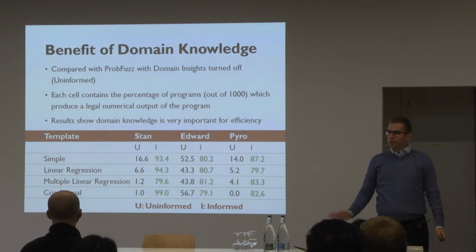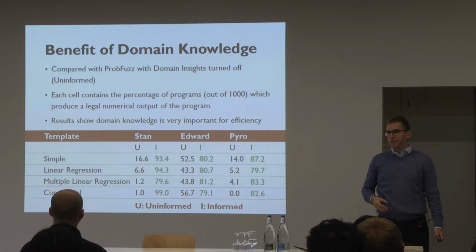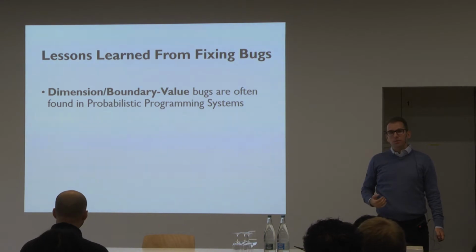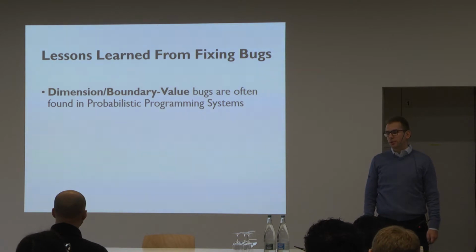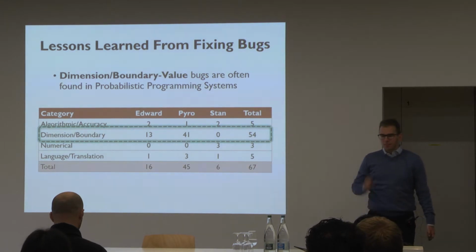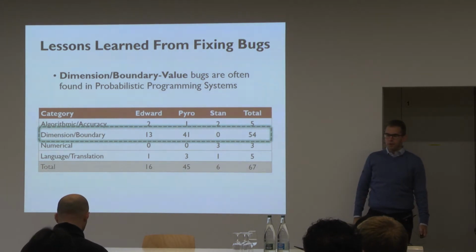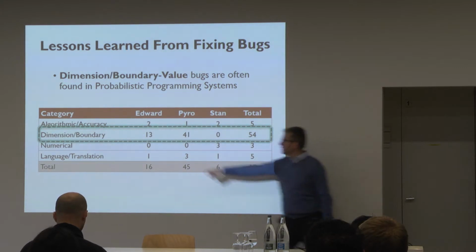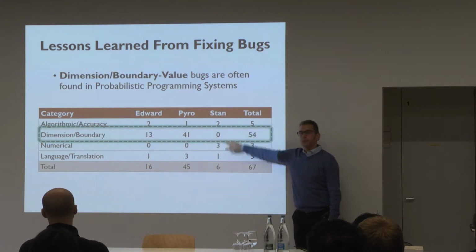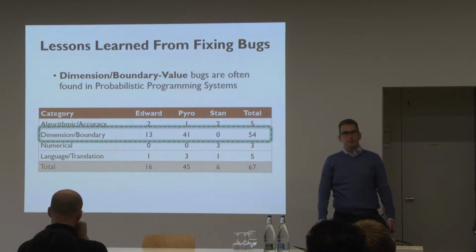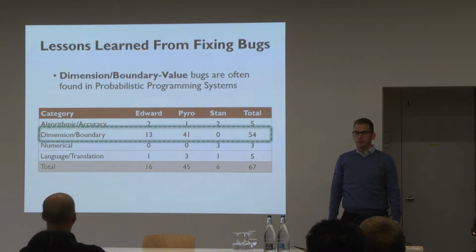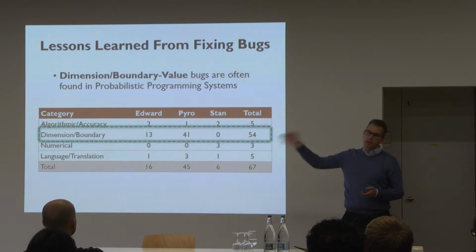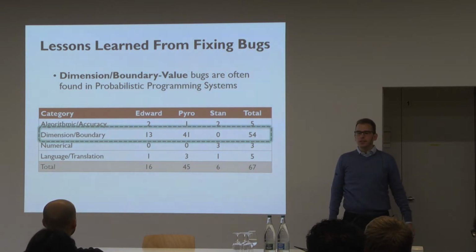So then we learned several lessons from studying these bugs, and these lessons really confirm this message: be careful. There are many places where things may go wrong. Some of them harder, some of them simpler. The first lesson we learned is that dimension and boundary value bugs are often found in probabilistic programming languages. You can see here, 13 in Edward, 41 in Pyro, 0 in Stan. And this is really proportional to how mature these systems were. At that point, Stan was the most mature, Edward was somewhere in the middle, Pyro was just released.